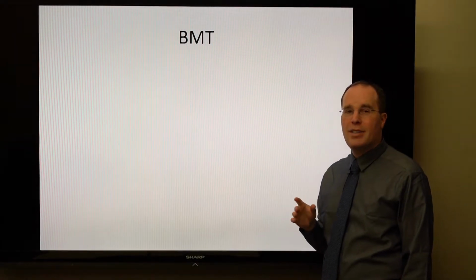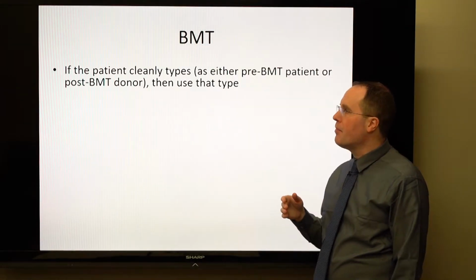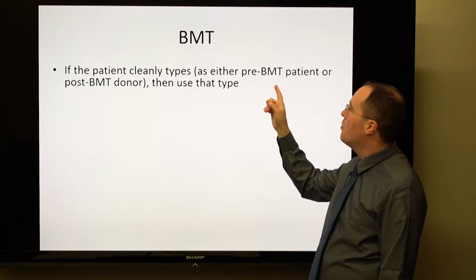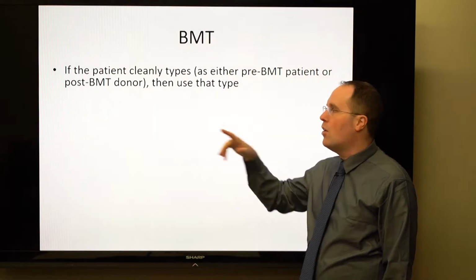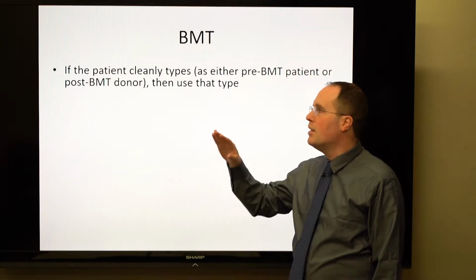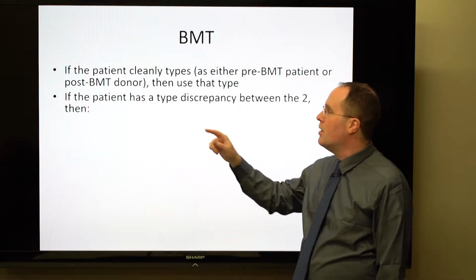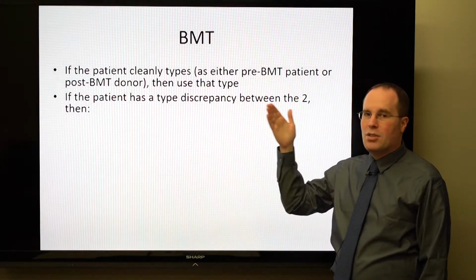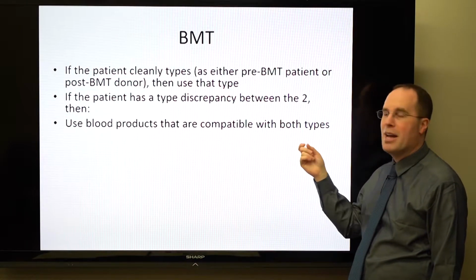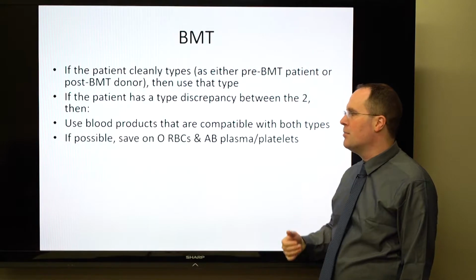And probably the most common cause of a type discrepancy is a patient that has undergone a bone marrow transplant and is in the transitional period. So, of course, if the patient cleanly types, meaning they type either as their pre-transplant original self or as the post-transplant, everything's been engrafted donor typing, then of course use that type. But what I'm speaking specifically about is the transitional period. If the patient has a type discrepancy between those two, between their original self and the donor, then use blood products that are compatible with both types. Okay, use blood products that are compatible with both the donor and the recipient.